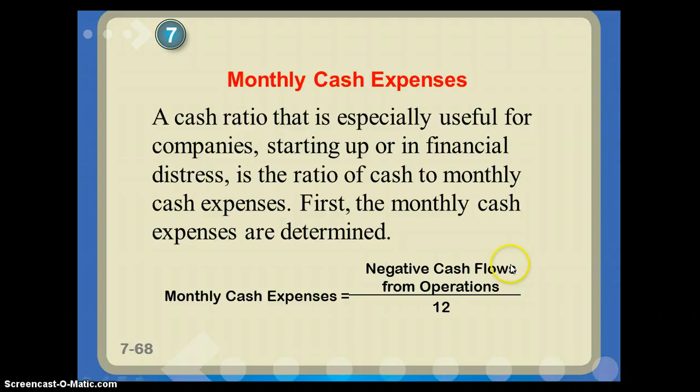So any money you're spending for operations, you divide it by 12. Why are you dividing by 12? Because you're looking for monthly cash expenses. So how much you expend for operations for the year, divided by 12, you get monthly cash expenses.